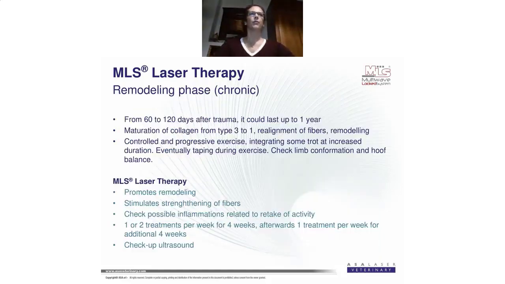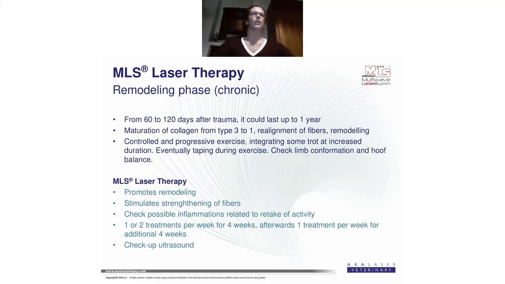After the subacute phase, we go into the chronic phase from 60 to 120 days after trauma. Sometimes it could last up to 1 year. There are a lot of differences between horses, between the breed, from one horse to the other. The remodeling phase can vary in the capacity of healing. So in this phase, we have the maturation of collagen from type 3 to collagen type 1. And we need the realignment of fibers and the remodeling of the fibers.